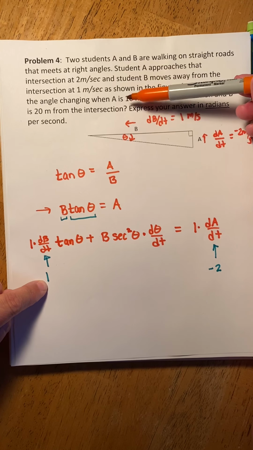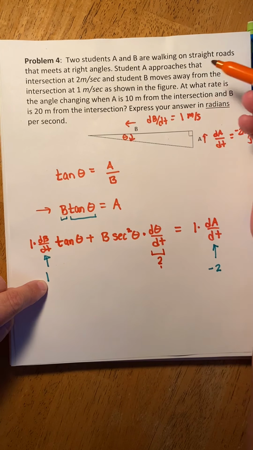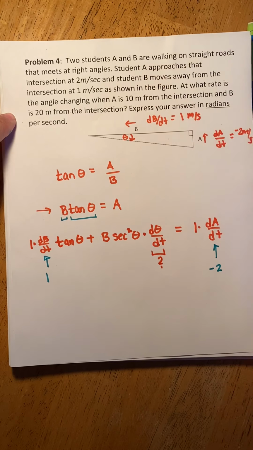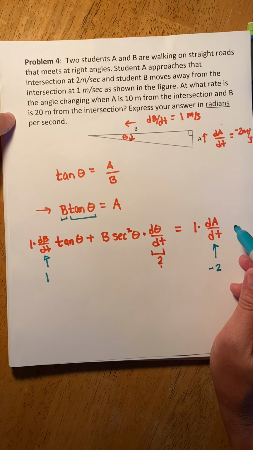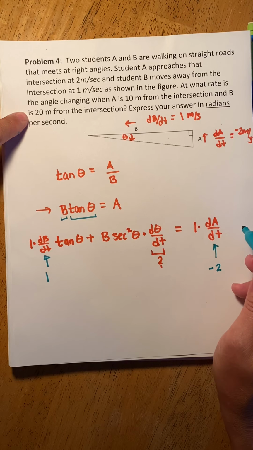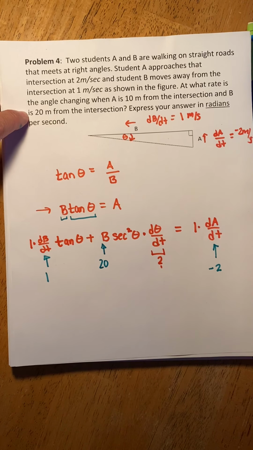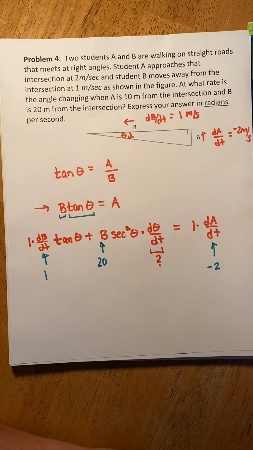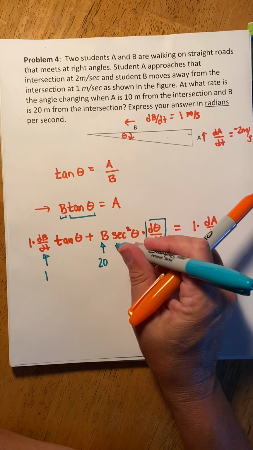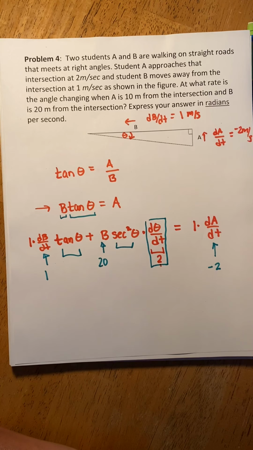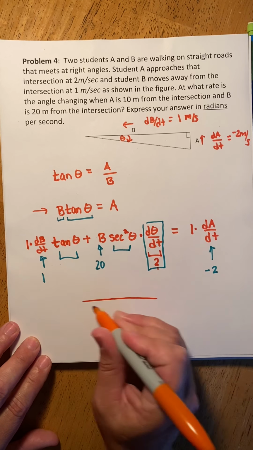At what rate is the angle changing? So this is what we are looking for. When A is 10 meters from the intersection, so we don't even have A in there anymore, so it doesn't matter for right this moment. And B is 20, so we have to put 20 in right here. Right. So, but now from the information given, this is what we're solving for. This is the unknown. We need to find the secant and the tangent of the angle. Now remember, we have a snapshot in time here.